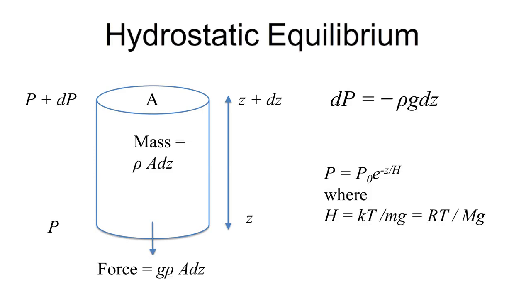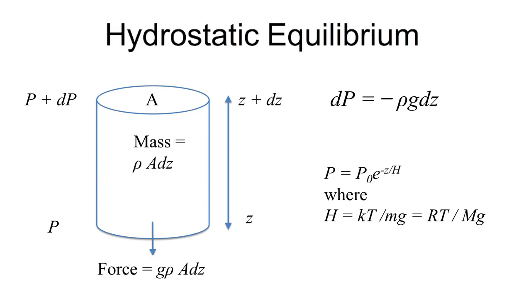We can see that the change in pressure from the bottom to the top of the parcel, dP, is minus ρg dz, since the pressure is the force divided by the area. If we substitute for ρ using the ideal gas law and integrate this equation, we can see that the pressure decreases exponentially with height, with the pressure at the ground given by P0. The constant h is called the scale height, and means that the pressure reduces by a factor of 1/e for each increase in altitude by h.